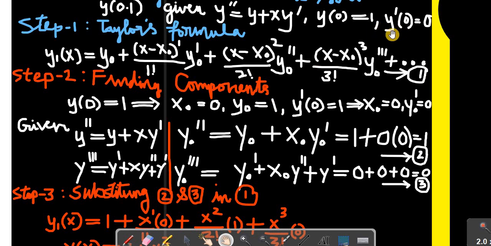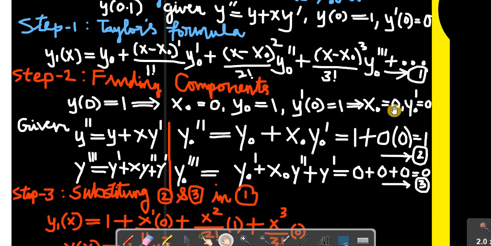Now come to the second initial condition here. y dash of 0 equals 0, that is, the first derivative of y equals 0 when x equals 0. That's what I have written here. When x naught equals 0, its first derivative equals 0. That's the meaning here.